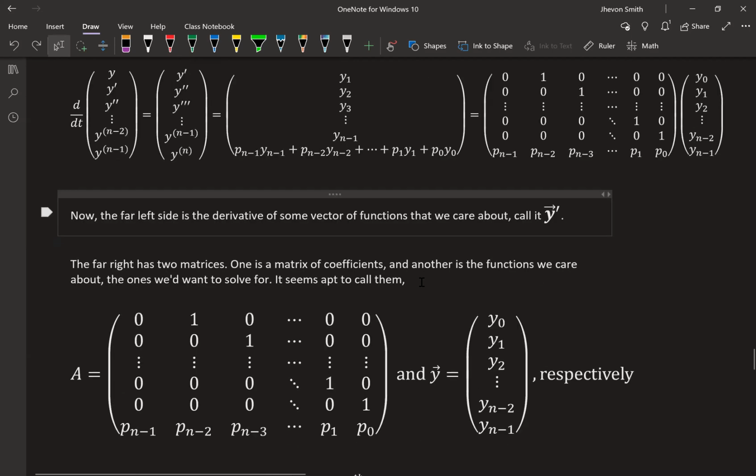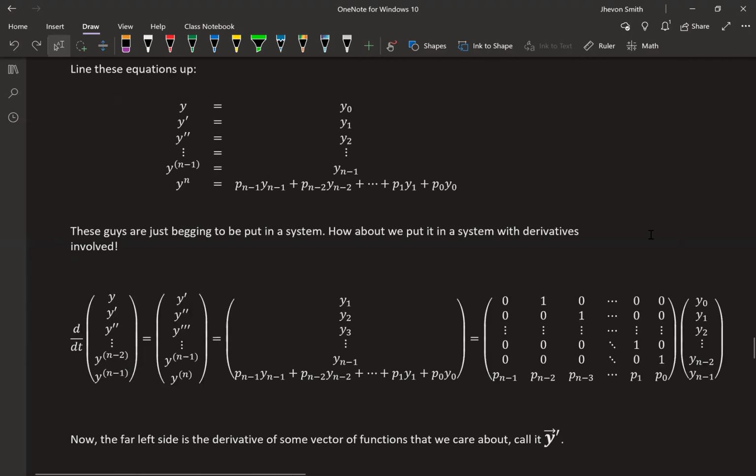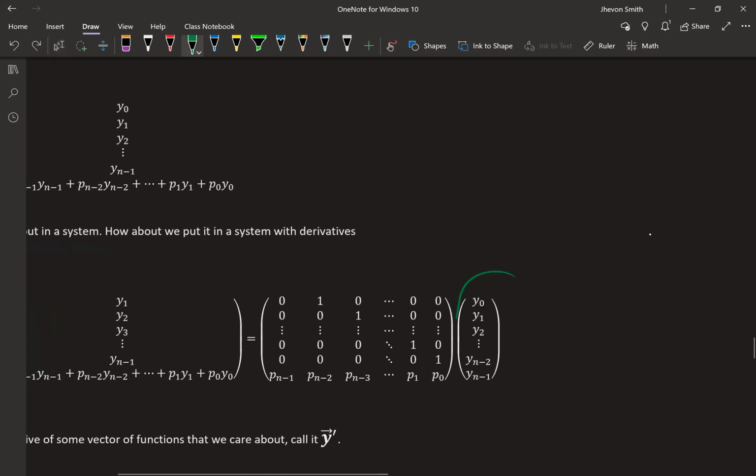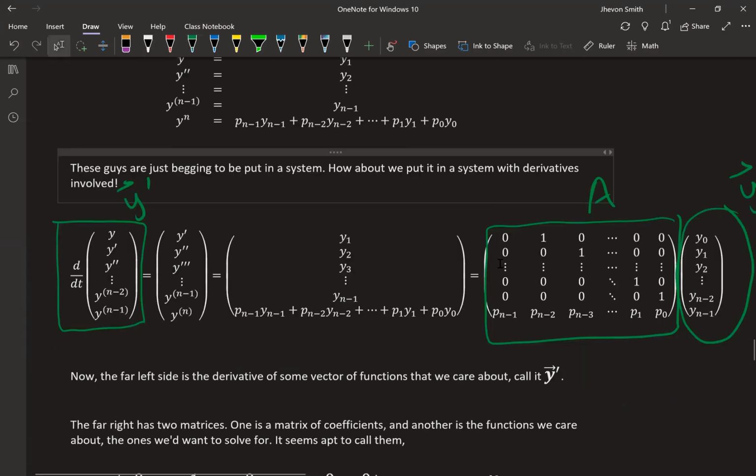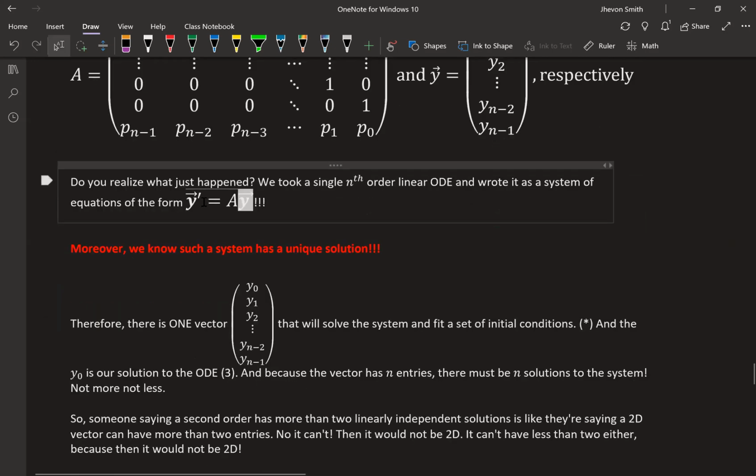Now, I can relabel them again. I can call this guy over here y, call this guy here A, and then call this guy over here y prime, because it is in fact a derivative of a set of functions, right? So I can actually relabel all of these guys. Now, what happens when I relabel all those guys? I end up with this system.